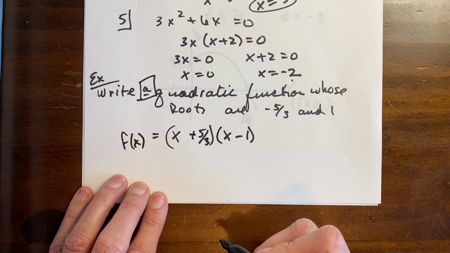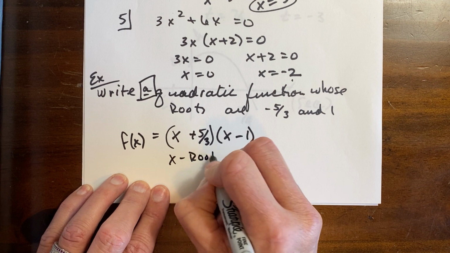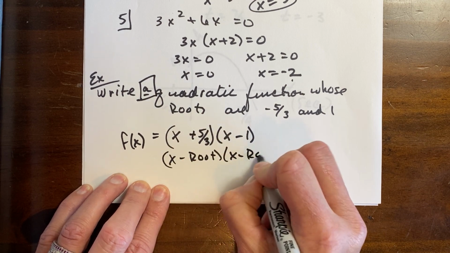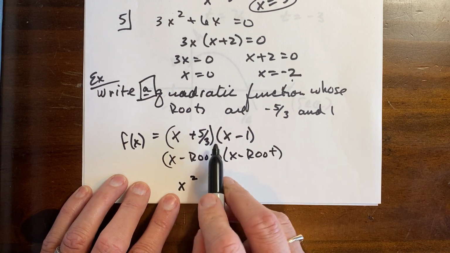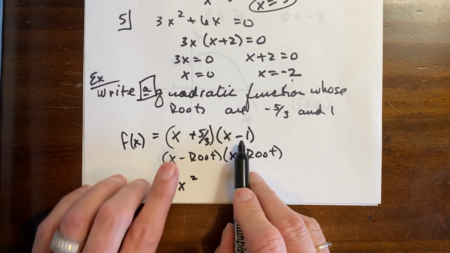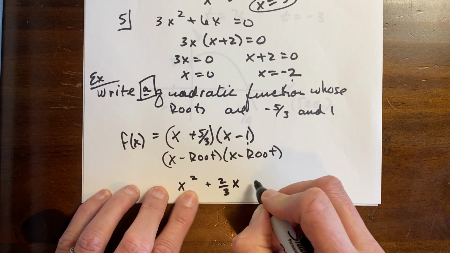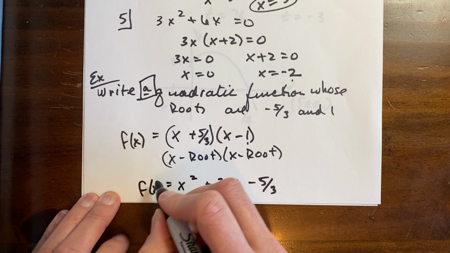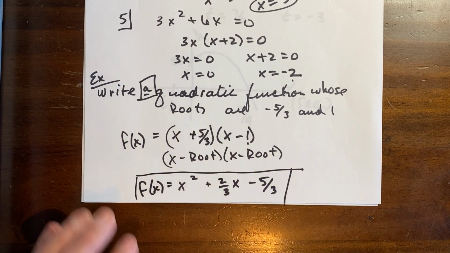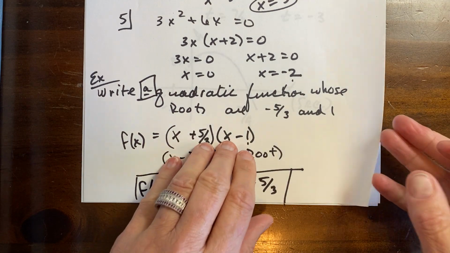X minus the root times x minus the root. That's what you're going to do. X minus the root times x minus the root. So if I FOIL, I get x squared plus 5/3 x minus 3/3 x is 2/3 x minus 5/3. There is one possibility of a quadratic function whose roots are -5/3 and 1.